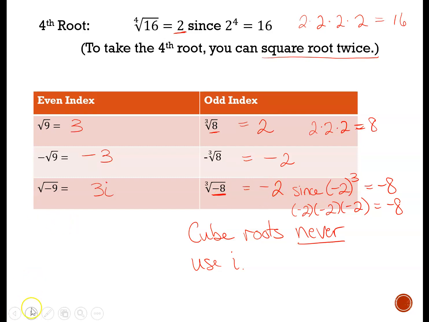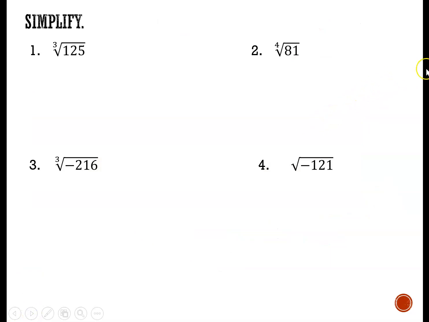Okay, with that in mind, let's work some examples. So number 1, the cube root of 125. All we need to give is the number that when we cube it equals 125, and that is 5. That's one you're going to want to memorize.